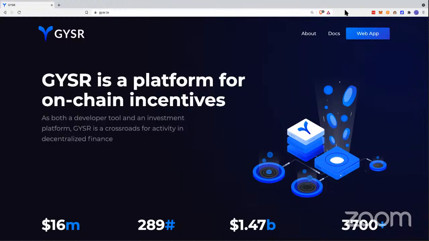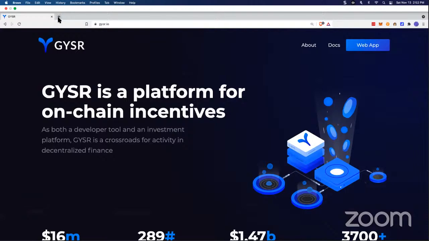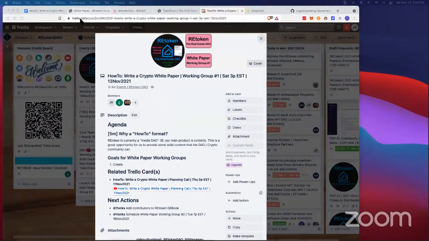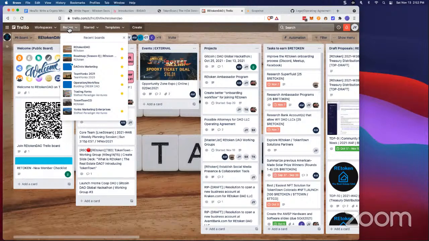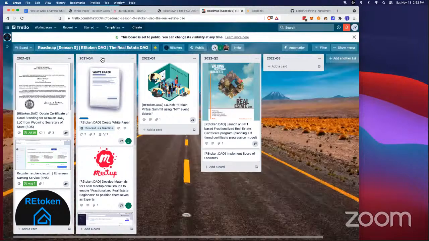Just to give an example of how we might use it, say we take our founding member NFTs, and then you can stake those tokens in the Geyser itself, and from that you'll earn REtoken. Some of the things we could use it for would be, I think, any of our events, where we could trigger any KPIs.